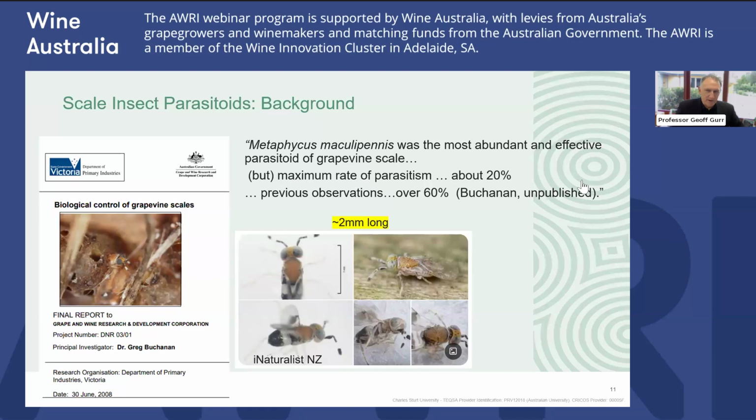A word about Metaphycus: like most parasitoid wasps, they are pretty small. They've got a body length of about 2 millimeters. So even though the coloration of this particular species is fairly distinctive, you'd be doing well to visualize that reliably in the field.